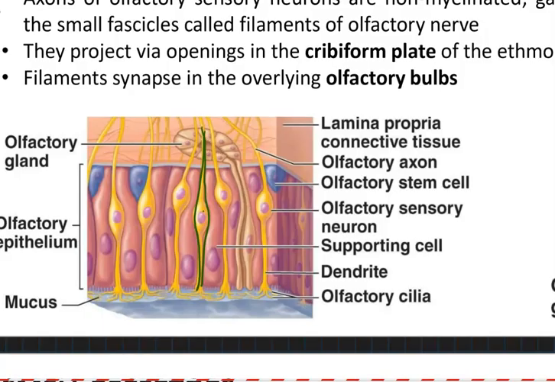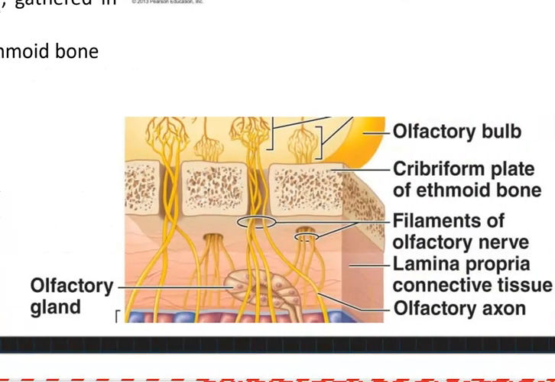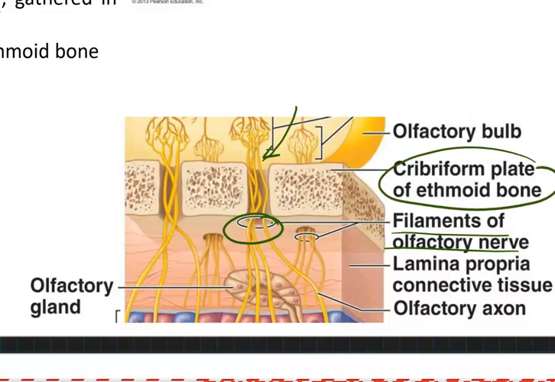Good? When they bundle the axons, when they bundle, they form filaments of olfactory nerve. And if you look at this image, you may notice that those axons, those bundles, those filaments, they go through the bone, through the cribriform plate. So there are real holes. Does that make sense? It's going to become important in a minute.